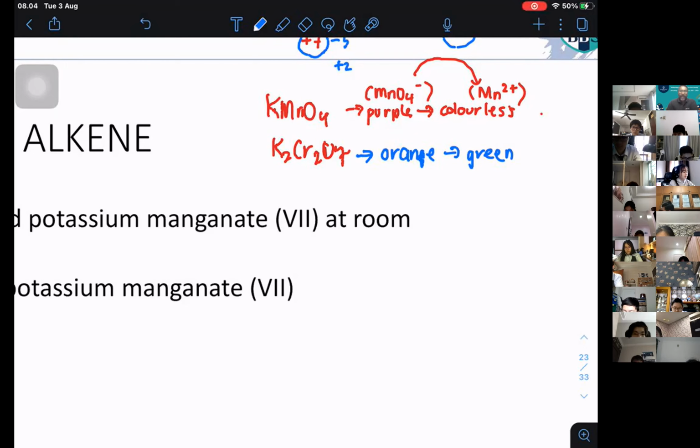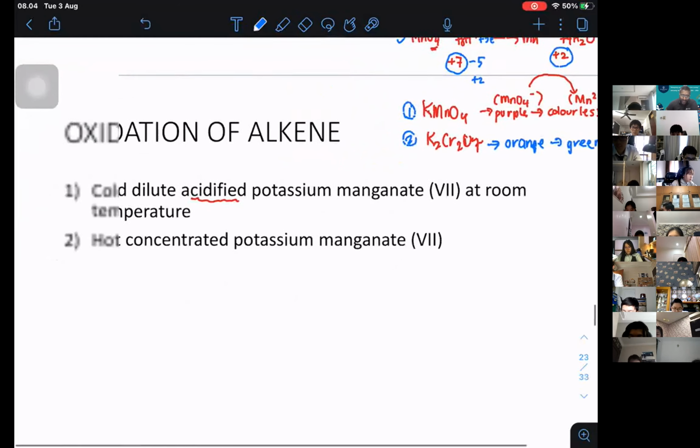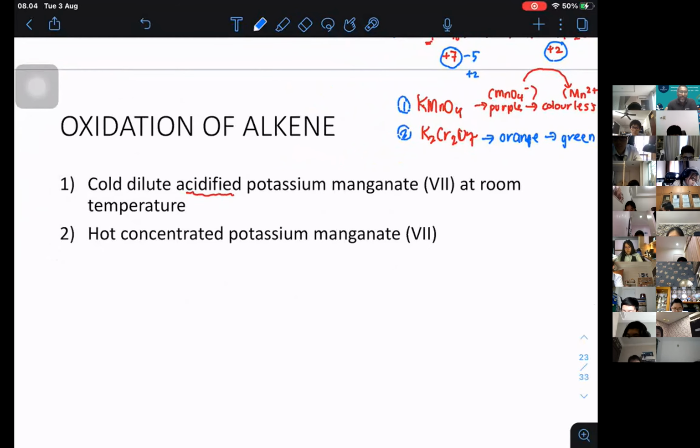But later on, when we look into transition metals in your A2, we will have these green ions and so on. So complex, that one we worry about later. For now, it's very important that you must know the color changes. Now come back to this oxidation of alkene.